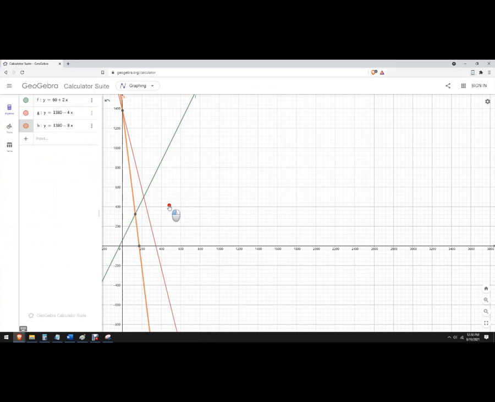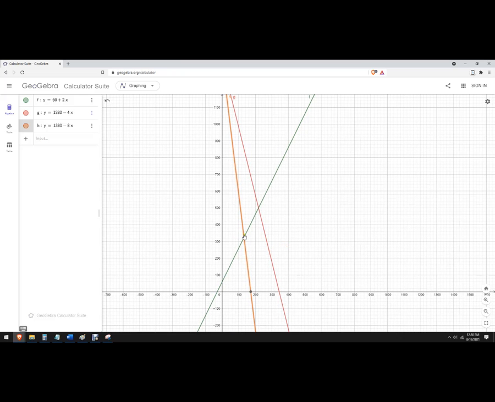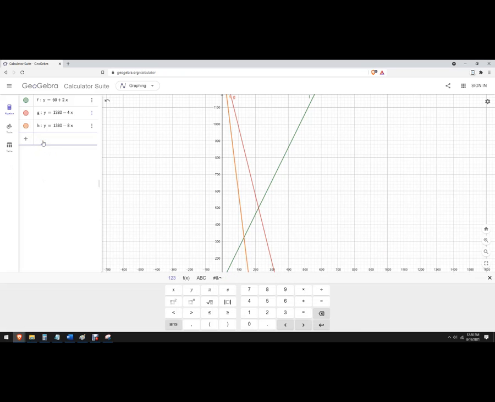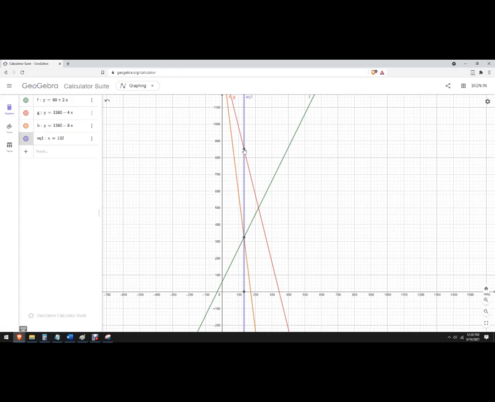So let's make this a little bit bigger. This is the intersection right here. This is the profit maximizing quantity, and so the profit maximizing quantity is 132. And then because they have a monopoly, we're going to go all the way up to the demand curve. An easy way to do that with a graphing calculator is just to enter x equals 132, and that'll draw a straight line right there. Then I can click on that and see what the price is. So the price for this monopoly is 852. So they're going to charge 852, and they're going to sell 132 units.